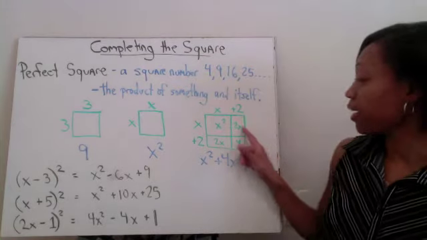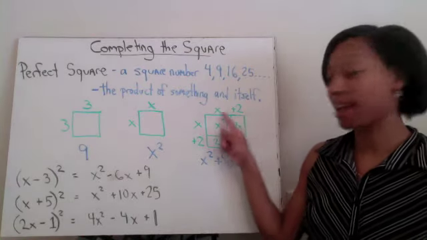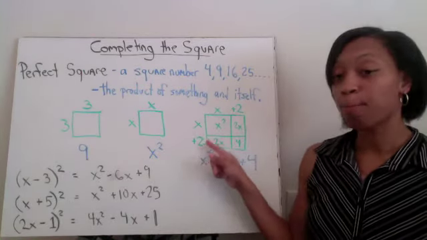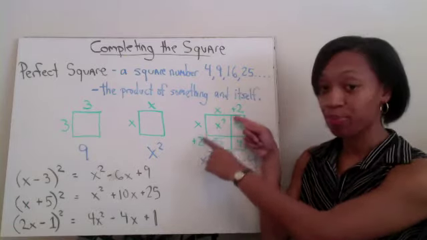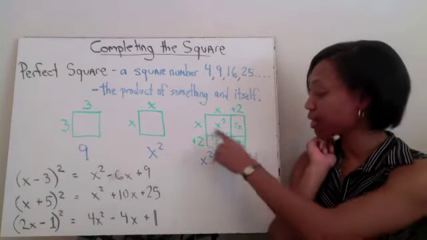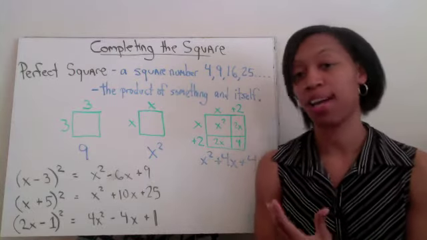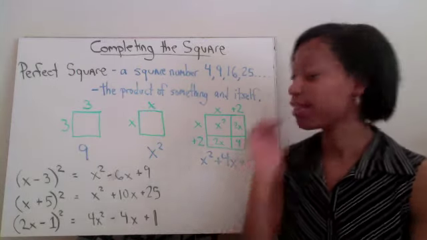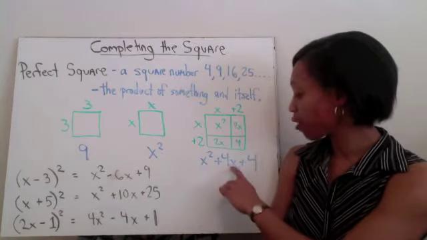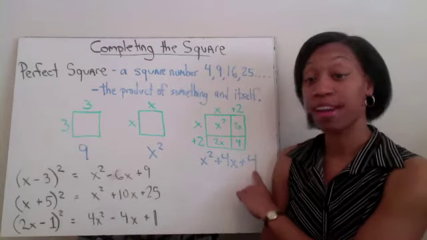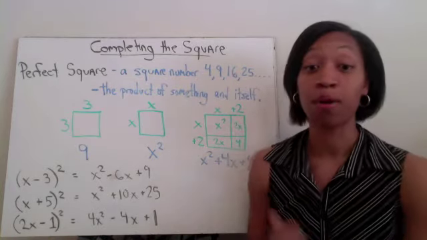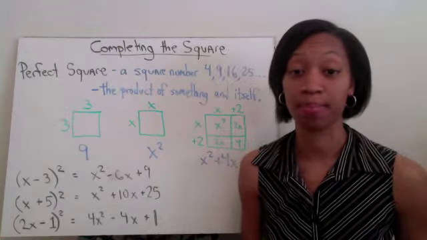And here I have x plus 2 on the side and x plus 2. Multiplying each box gives me the numbers on the inside, and x plus 2 times x plus 2 multiplies out using FOIL to give x squared plus 4x plus 4. And I'd like to show you that multiplying process.